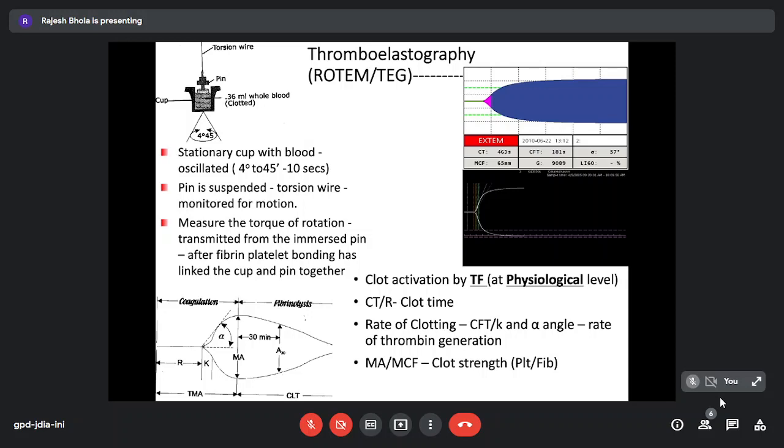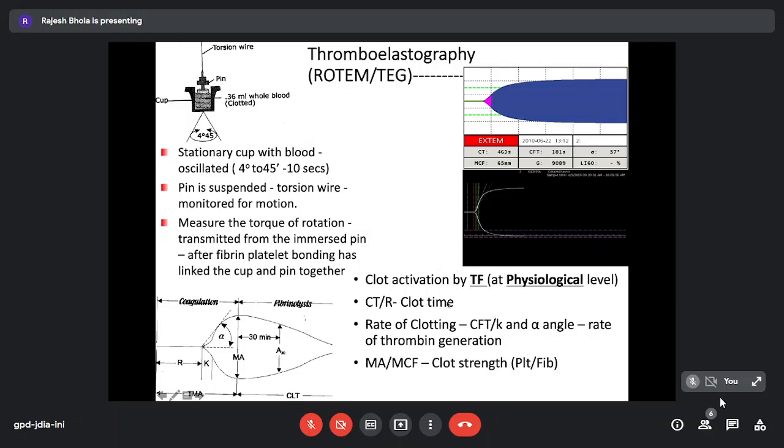What is actually happening is that there is a cup with the blood that oscillates, and the pin is suspended by a torsion wire. It measures the torque or rotation that is transmitted to the immersed pin after the fibrin-platelet bonding has started, in the case of TEG. In ROTEM, there is a mirror, and it looks at the light reflected from there and elaborates the tracing.